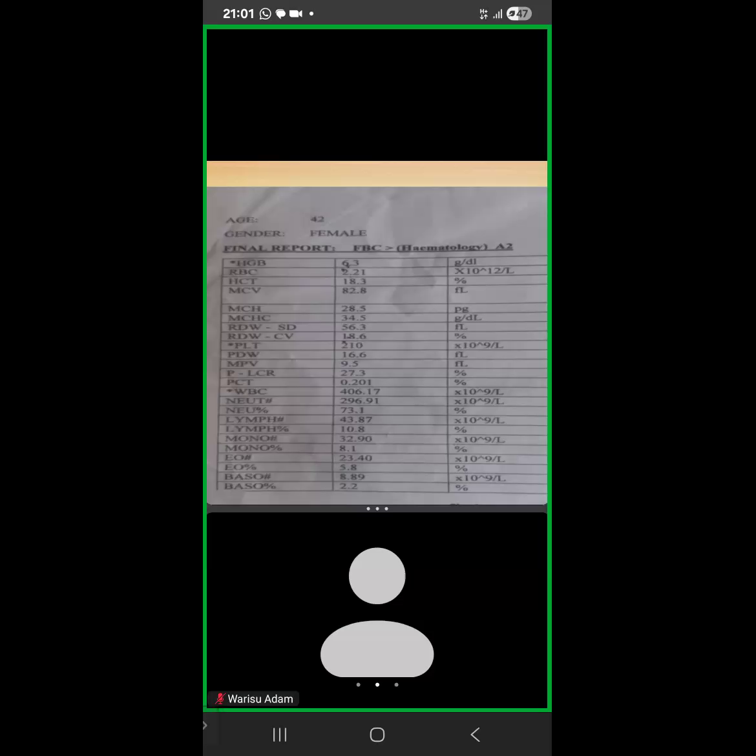Neutrophil alkaline phosphatase score. What would you expect the score to be here? To be low. Why?